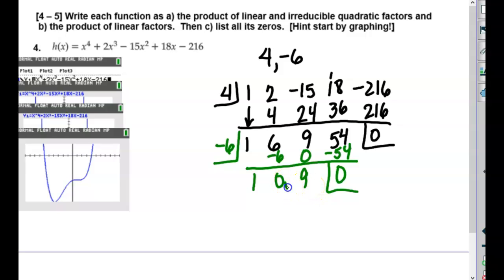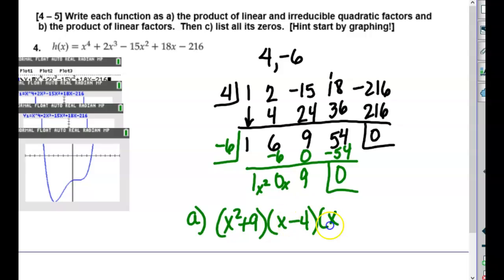That's a constant, that's an x squared, so we're left as our depressed polynomial with x squared plus 9. All right, so the answer to part A is a factor, because x squared plus 9 does not factor. Everybody okay with that? X squared plus 9 does not factor. What were the other two factors? X minus 4 and x plus 6. Good job.